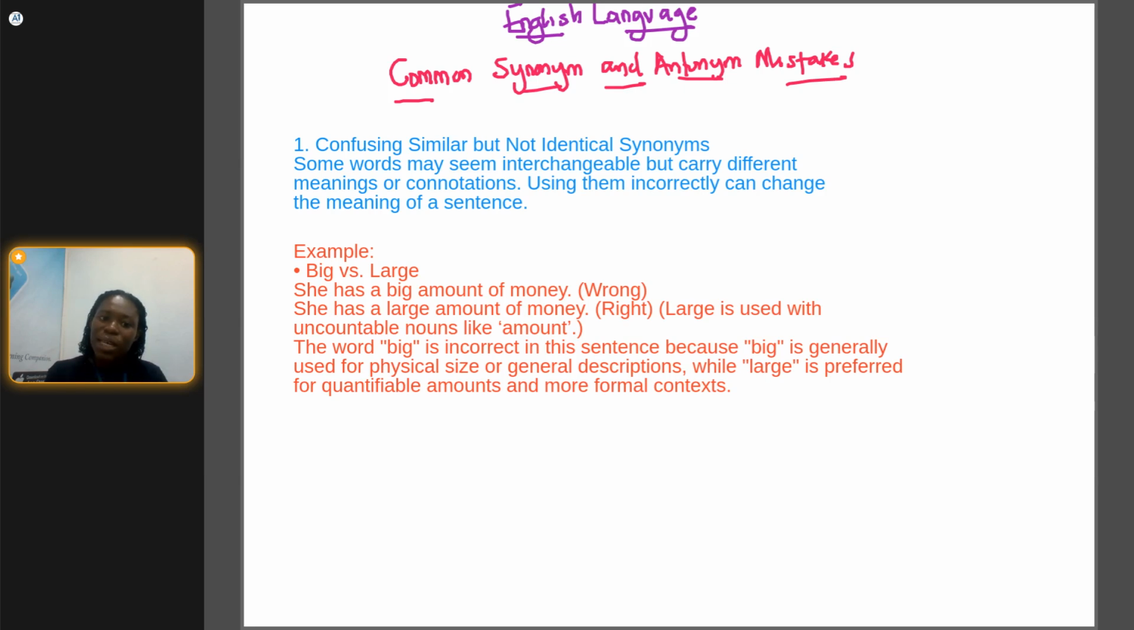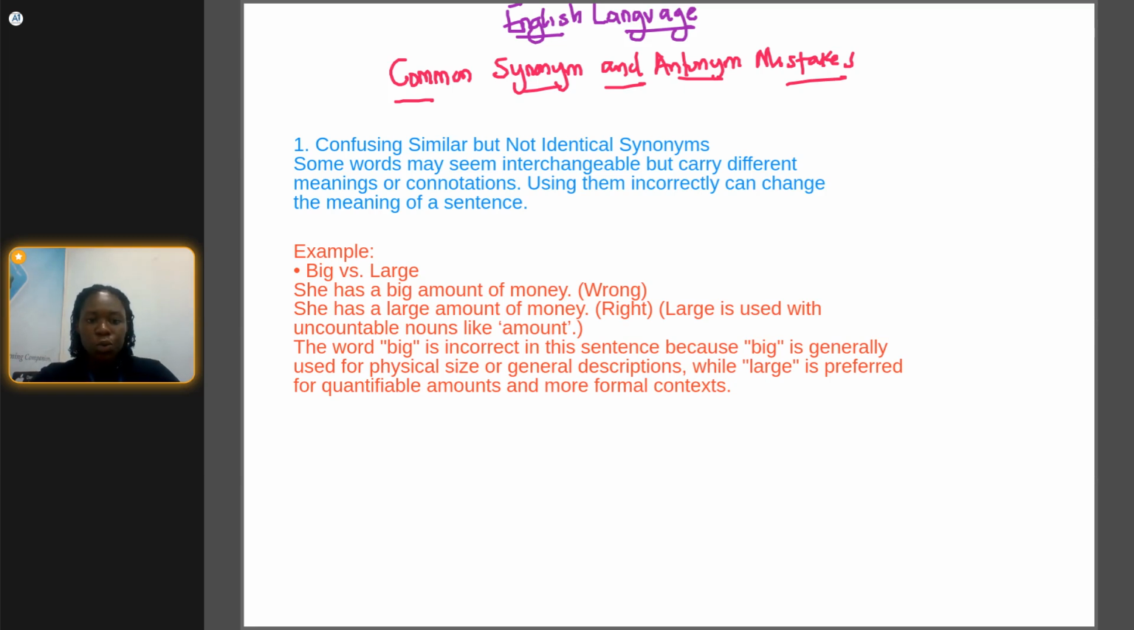In this case, both big and large are synonymous normally, but when you put them in context, big is not right for this context, large is right for this context. So you know that some words are similar, some words are synonymous, but they cannot be used interchangeably. Using interchangeably means that you cannot substitute one for another. You cannot say she has a big amount of money when you should say she has a large amount of money. That is what we mean by confusing similar but not identical synonyms.